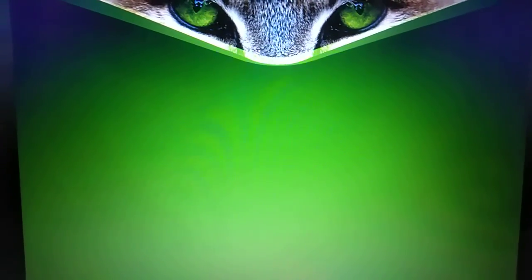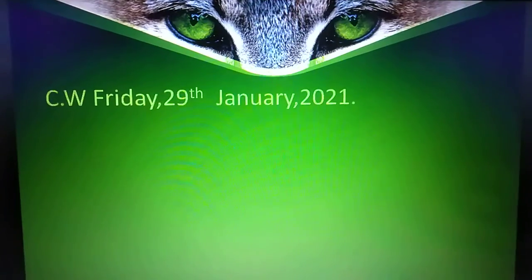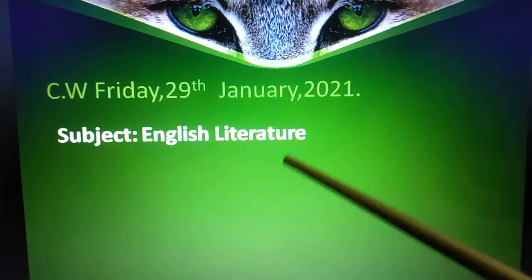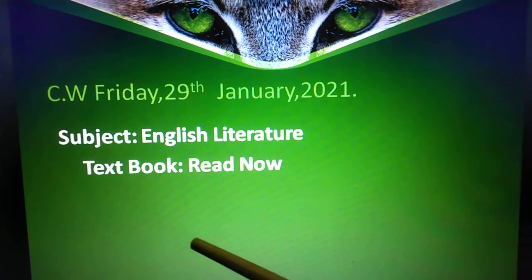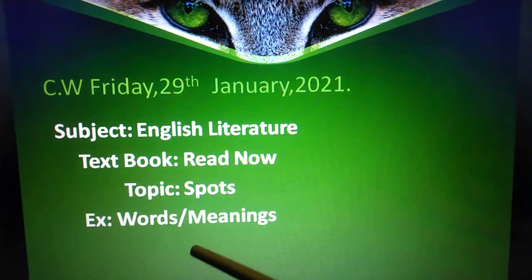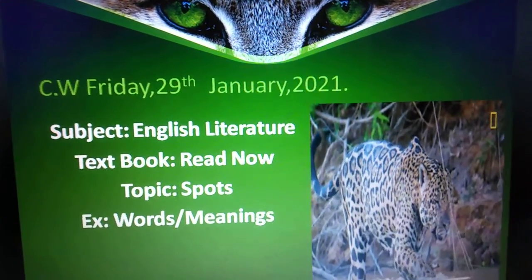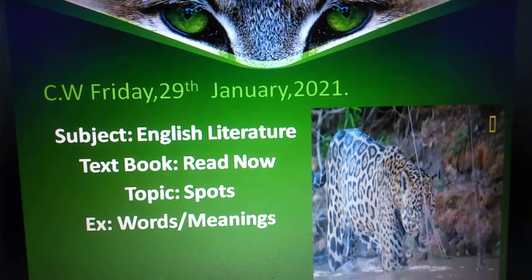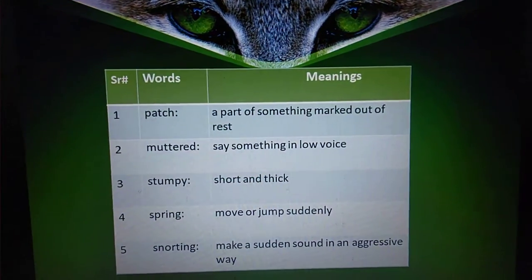So let's start our today's lesson. First of all, we have to mention classwork, and after that date, which is Friday 29th of January 2021. It's your English literature lecture. Your textbook is Read Now, and I'm your English teacher Anam. Your topic, sports, words meaning, we will do today. If you remember the chapter sports, now let's start our work.